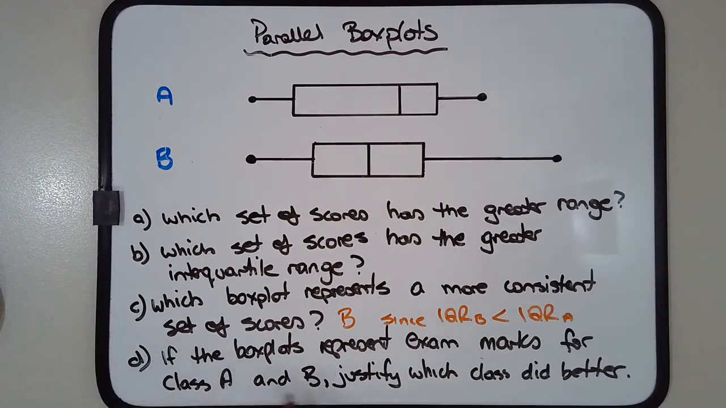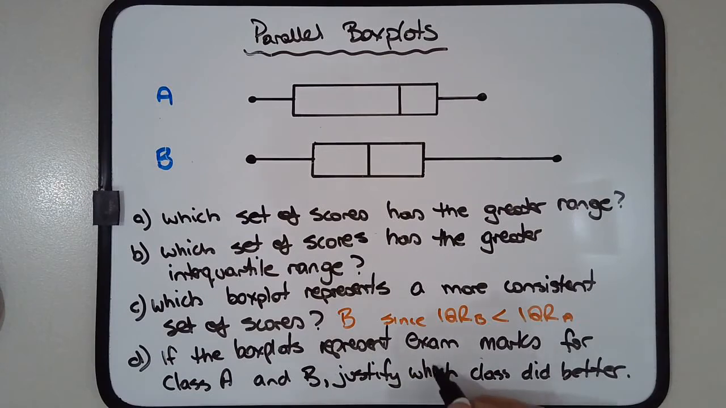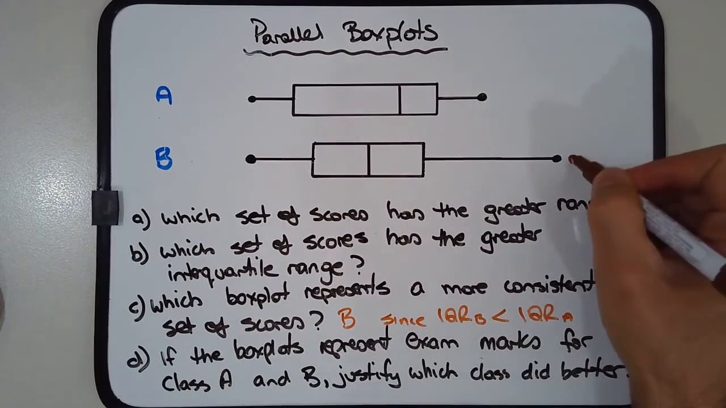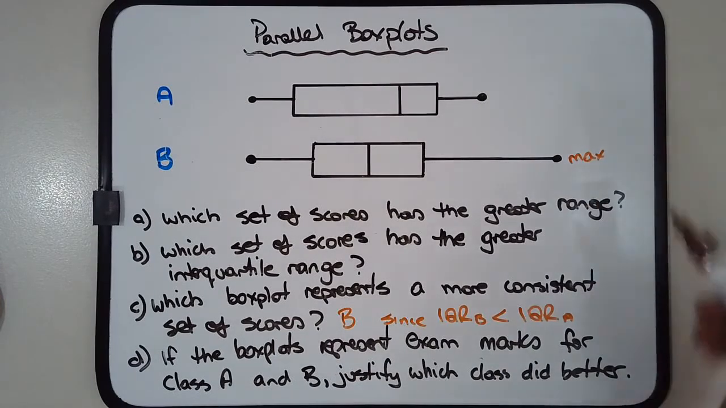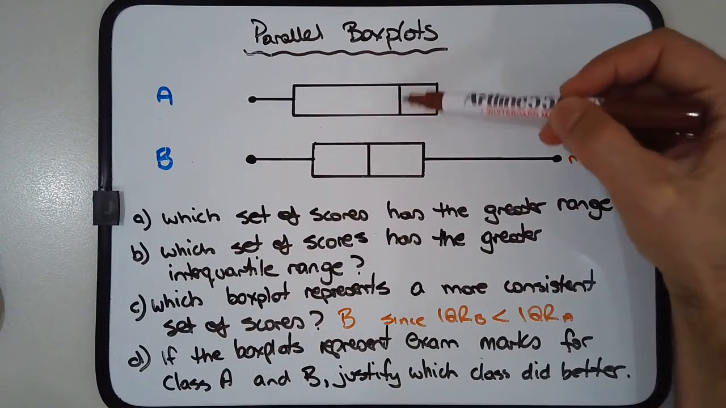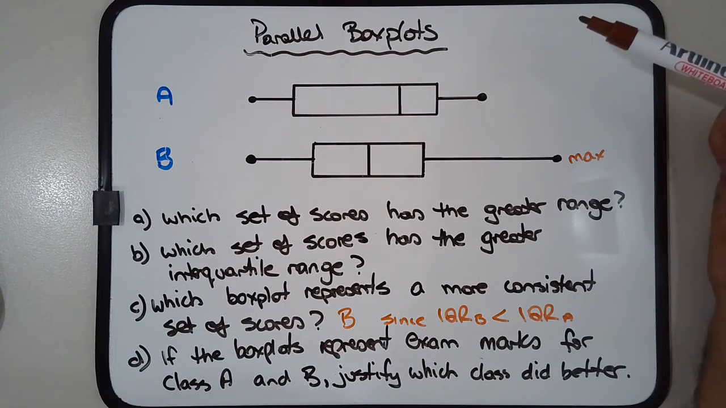Part D, if the box plots represent exam marks, say, for class A and class B, justify which class did better. This one probably gets even a little bit trickier still. You could make the argument on many points. You could say that class B did better because they were more consistent and had a higher top score. Remember that this is the maximum score here, and it definitely had a higher maximum than class A. However, you could also make the argument that class A did better because the median for class A is higher than the median for class B. So this one could have a range of responses.